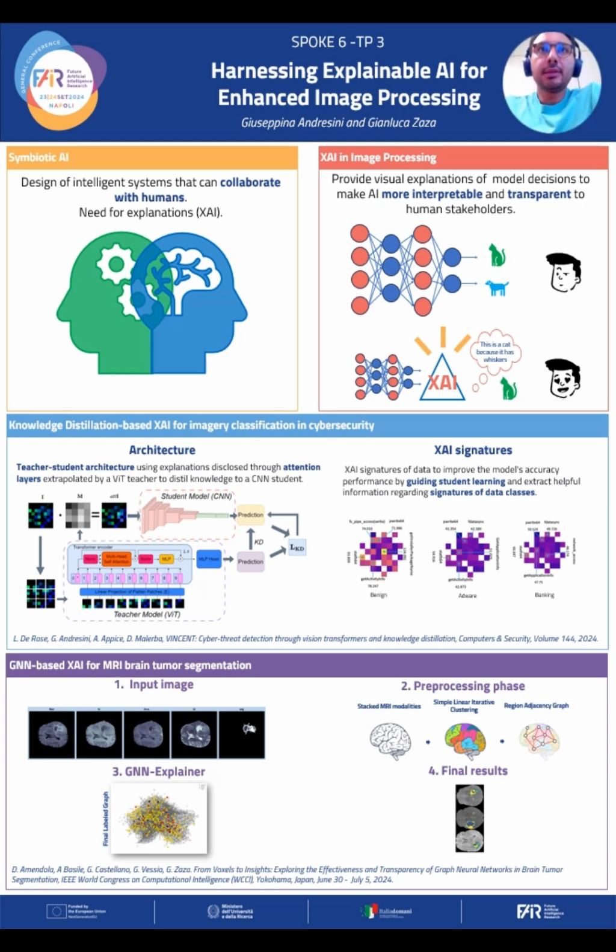The second project utilizes a graph neural network to segment brain tumor images. This work is possible to divide into four main steps. The first part involves acquisition and preprocessing of MRI images. As can be seen, we have different modalities of MRI images along with the corresponding ground truth image that identifies the segmentation.